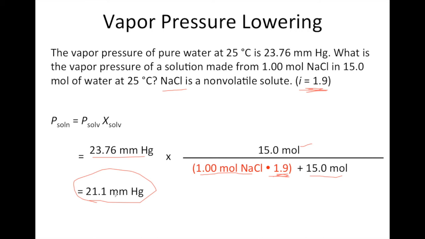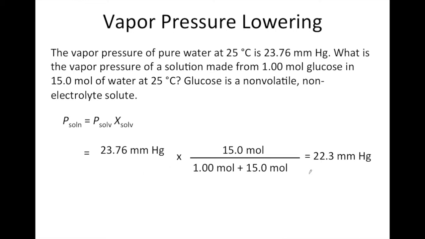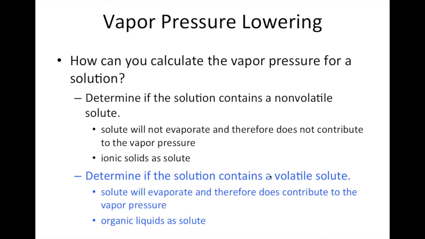So again, the vapor pressure is lowered compared to the pure solvent, but also think back to the previous problem. With the previous problem, our vapor pressure was 22.3 for the solution. Here, it's 21.1. Notice that the vapor pressure is lower for the sodium chloride solution because we have more moles of particles in solution. The more moles of particles you have, the lower the vapor pressure. Again, that's what a colligative property is. So let's go on and take a look at how to determine the vapor pressure for a solution if we have a volatile solute, something that will evaporate.